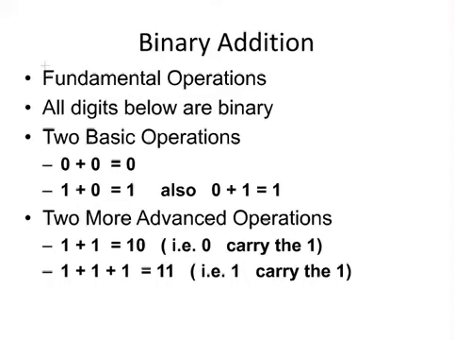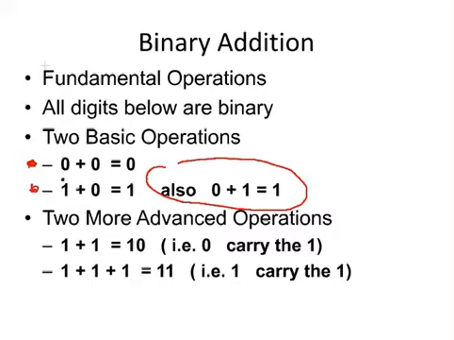Now, just to be clear, all the digits that we're going to use and going to mention are binary unless specified otherwise. So we have two basic operations, 0 plus 0 equals 0, and 1 plus 0 equals 1. Also, we could put that as 0 plus 1 is equal to 1. So those are our two basic operations.